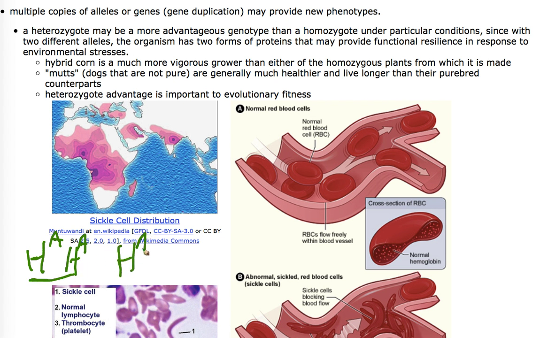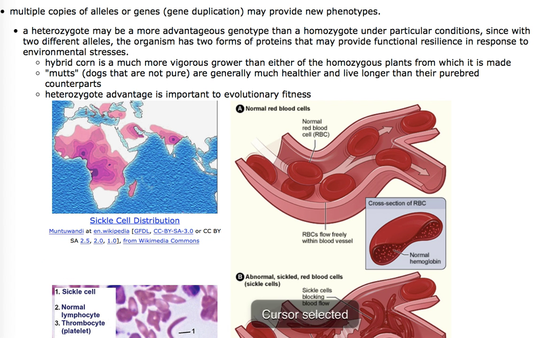If you are HAHS, you don't transport oxygen quite as well, but you survive malaria. So this person actually survives malaria. If you're HSHS, you're probably going to die of sickle cell anemia because your blood clots so commonly in your bloodstream. So let's scroll here and take a look at this.